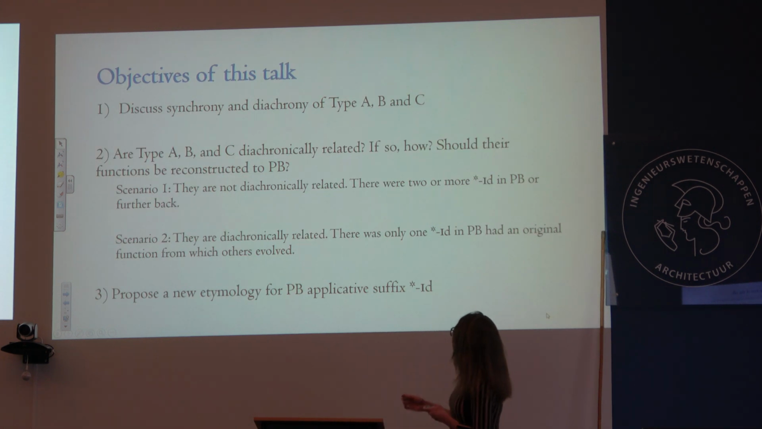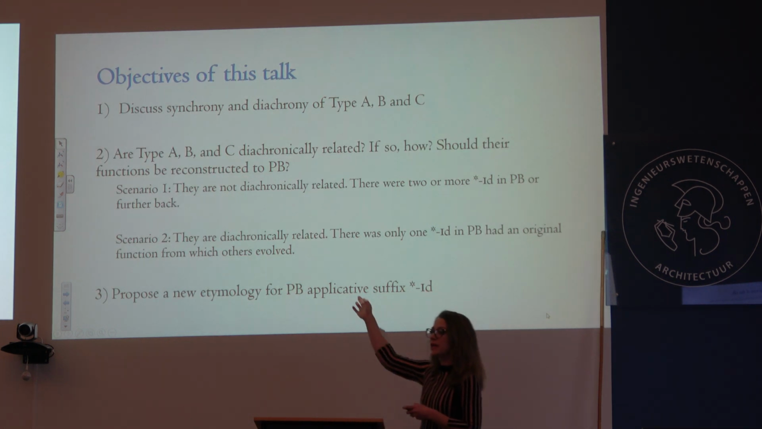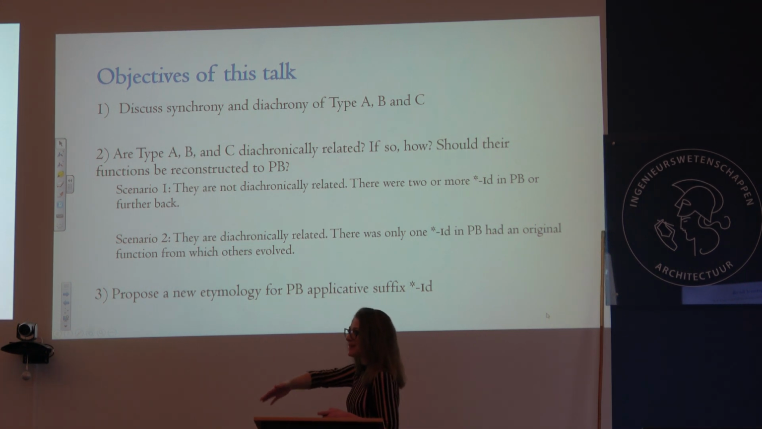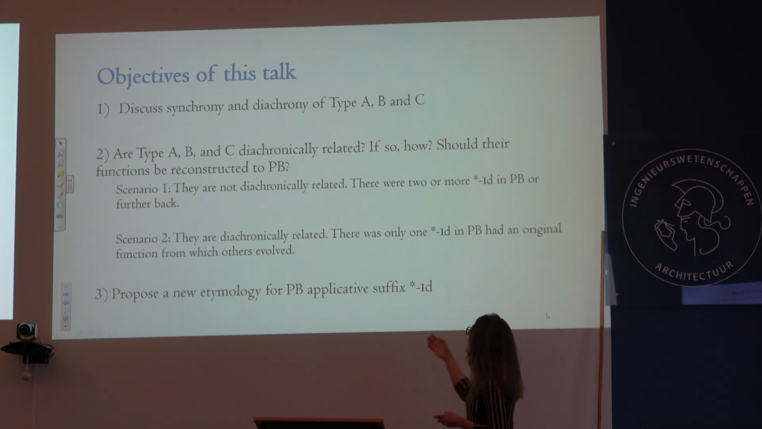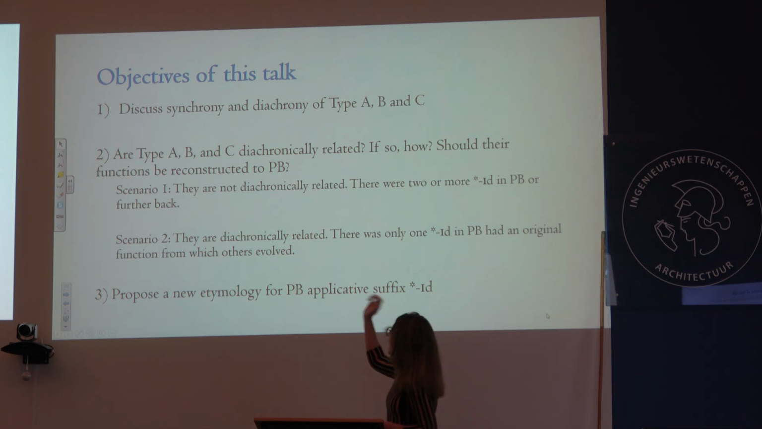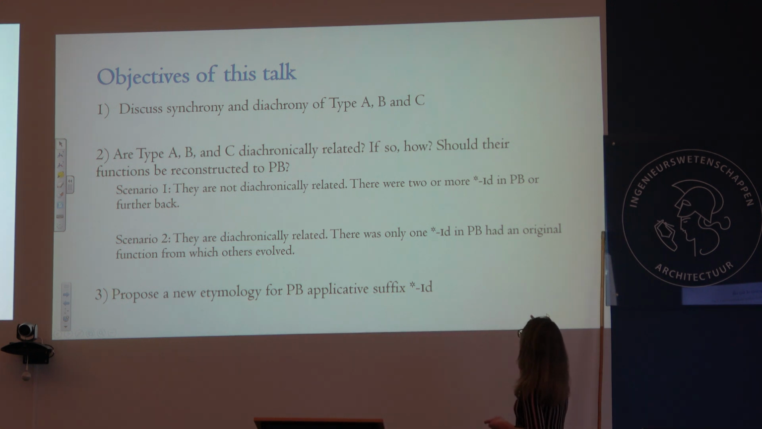Today I would like to discuss the synchrony and diachrony of each one of these types that I just illustrated: type A syntax, type B discourse, type C aspect. And then I would like to tell you about two scenarios. In the first one, I'm going to argue that they're not diachronically related, and there were two or more *-id- in Proto-Bantu or further back. In the second scenario, I'm arguing that they're all diachronically related, and there was only one *-id-, and maybe others with other functions that are not related to type A, B, and C. And so all of these should be reconstructed back to Proto-Bantu.